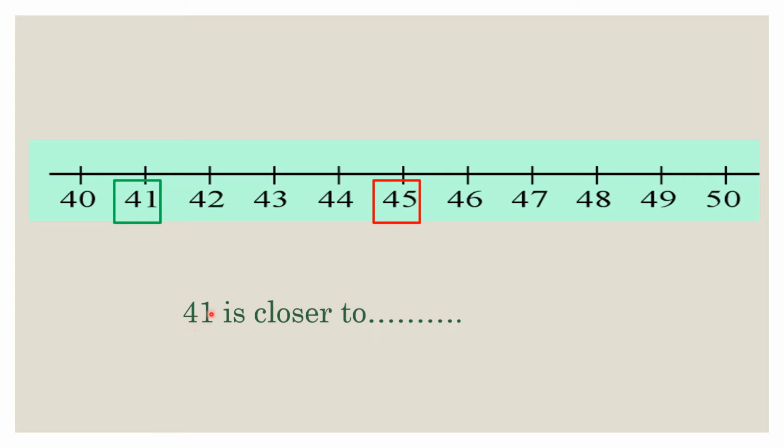Now he's asking about 41. Where's 41? Here. So 41, is it closer to the 10 before, or is it closer to the 10 after? Look at this distance. My goodness, that's so long. It's a very long way to go from 41 to 50. So it's easier to round. Yes, we round down. 41 is closer to 40 and we round down. We go back.